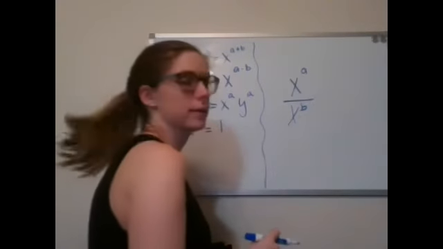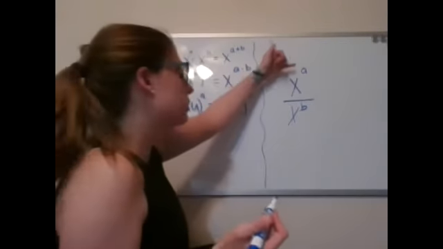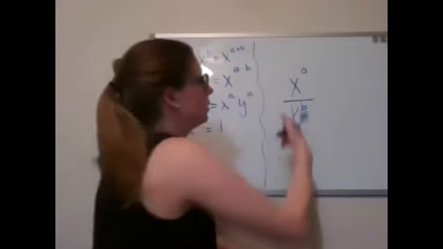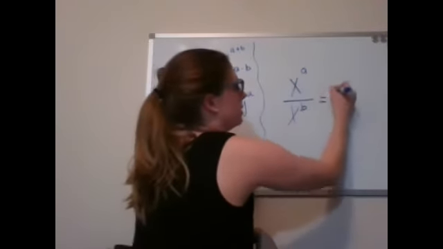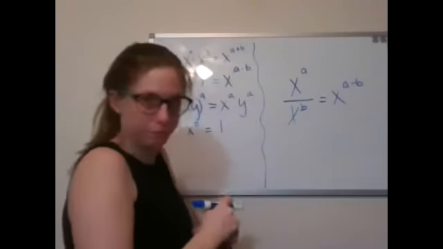What we can do is subtract the exponents. We always subtract the bottom from the top, okay? So when you're dividing like bases, this can be written as x to the a minus b.